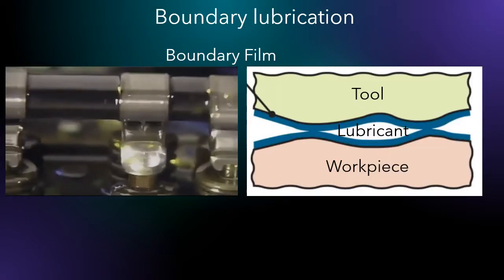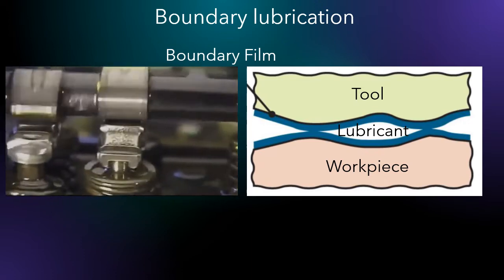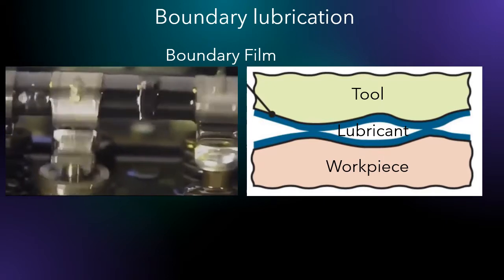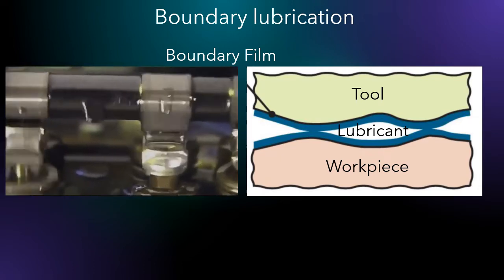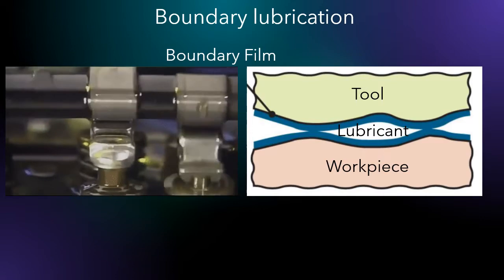In boundary lubrication, the load is supported by contacting surfaces that are covered with a boundary film of lubricant, forming a thin molecular lubricant layer. The film is attracted to the metal surfaces and prevents the direct metal-to-metal contact of the two bodies, thus reducing the wear.